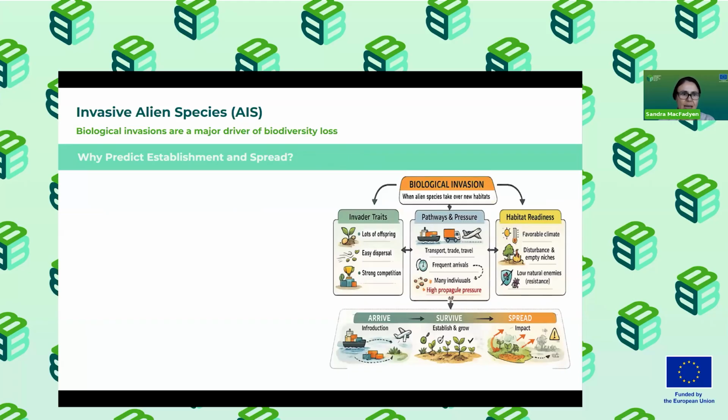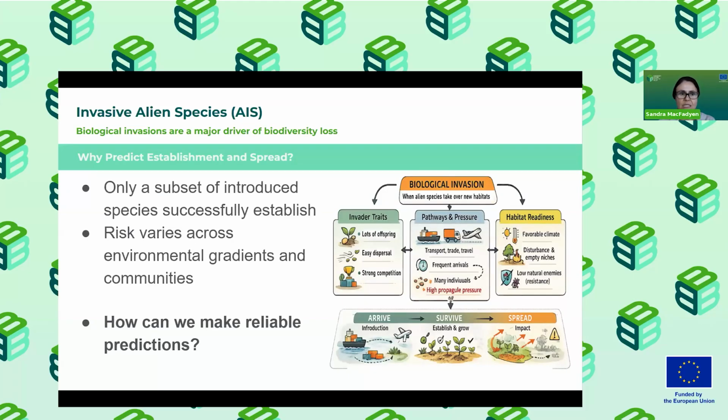But it's important to be able to predict the establishment and spread, because there's only a subset of introduced species that successfully establish. And the reason behind the establishment is a link to environmental gradients as well as related communities. And it's difficult for us to be able to make these predictions without understanding the system itself. And if one looks at a walkthrough about when an invasion happens, a species arrives at an area, does it survive or does it peter out?